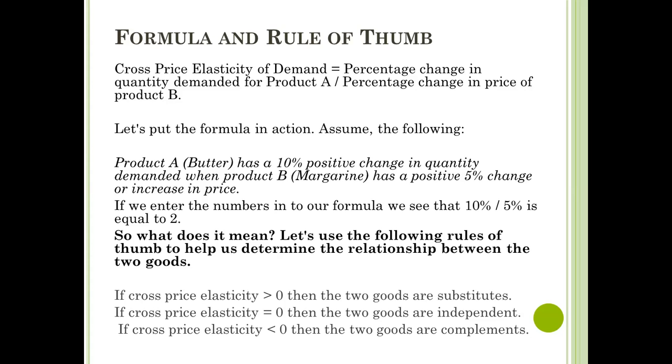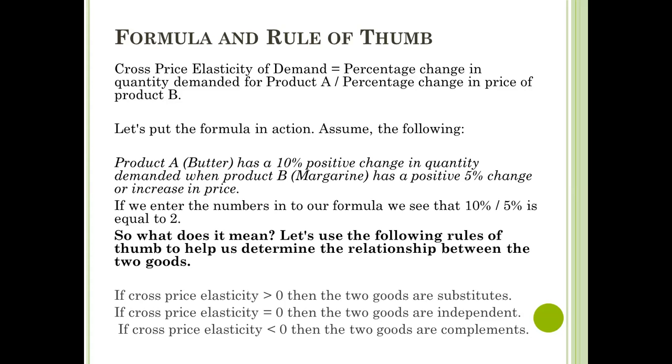So let's put the formula in action. Assume the following. Our product A is butter and our product B is margarine. Product A, butter, has a 10% positive change in quantity demanded, whereas product B, margarine, has a positive 5% change, or increase, in price. If we enter the numbers into our formula, we see that 10% divided by 5% is equal to 2. So what does it mean?